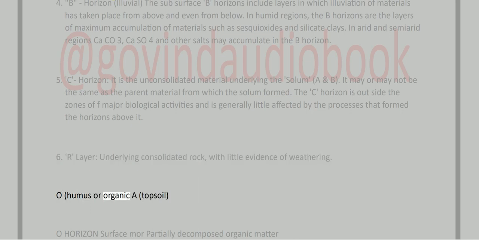O: humus or organic, a topsoil or horizon surface, more partially decomposed organic matter. A horizon: E eluviated horizon, topsoil, humus, living creatures, inorganic minerals. E horizon: zones of leaching, materials move downward. B: subsoil horizon, subsalt, iron, aluminium. C: parent material.